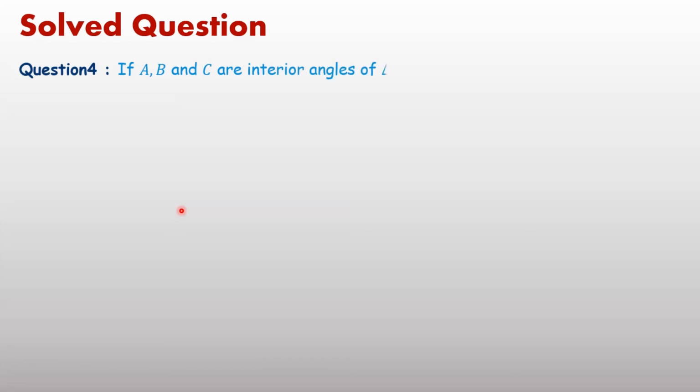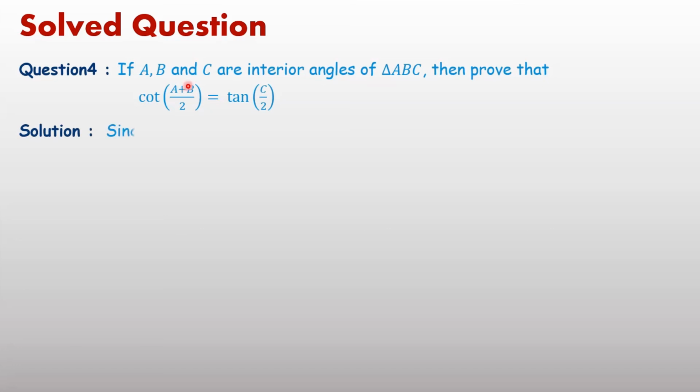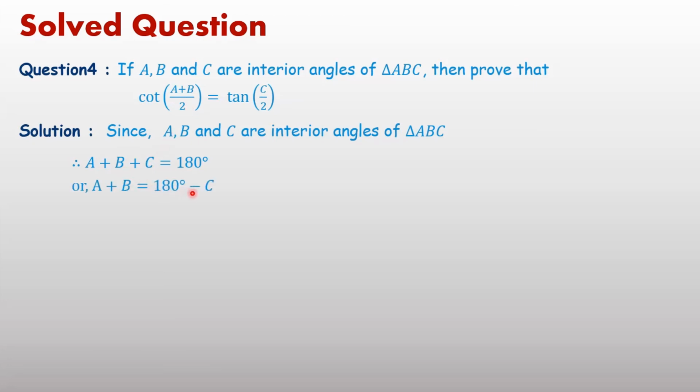If A, B and C are interior angles of triangle ABC, then prove that cot((A plus B) by 2) equals tan(C by 2). Here the given part is that A, B and C are interior angles of triangle ABC. Using the angle sum property of a triangle, the sum of angles equals 180 degrees. We have to write A plus B by 2, so A plus B can be written as 180 minus C.